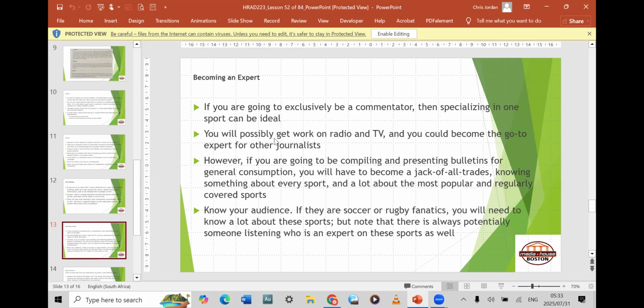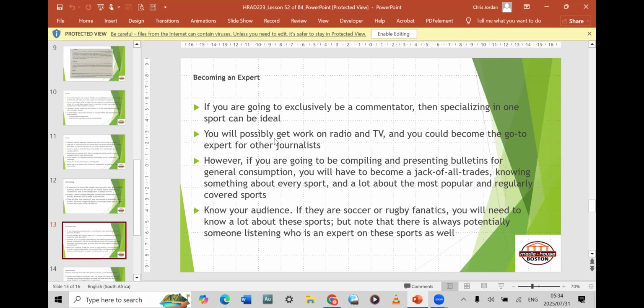So becoming an expert, you have to, regardless, as I said to you before, keep going and making yourself better at what it is that you are doing, right? So if you're going to be exclusively commentating and specializing in one sport only, not many, one sport, either cricket, rugby, soccer, tennis, whatever it is, because there is so much to learn around that sport too, right? The never-ending history, the never-ending amount of players, the never-ending amount of plays, that type of stuff, right?